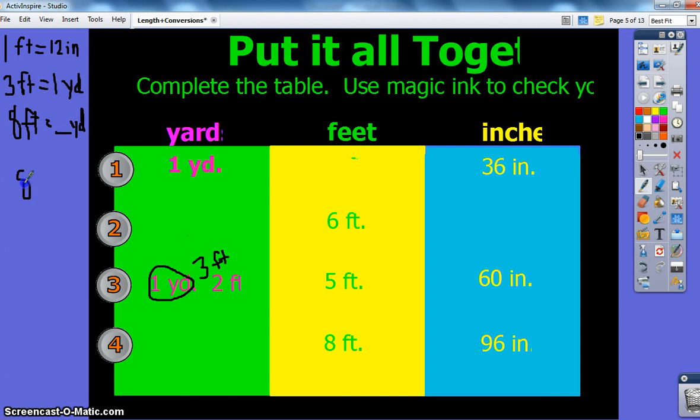Well, I don't really know how to divide 8 by 3 and figure out my answer. So I'm going to do repeated subtraction. 8 minus 3 is 5. Take away 3 again. I get 2. Okay, I took out 1 yard, 2 yards. So 2 yards and 2 feet is what that conversion would be. Let's erase it. See if we're right. 2 yards and 2 feet.